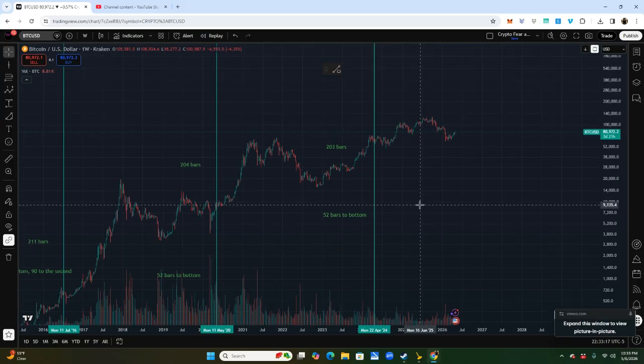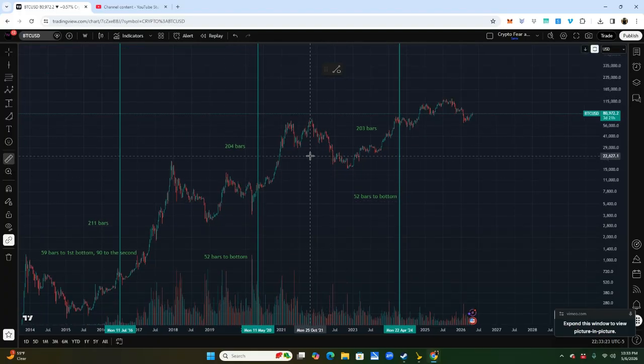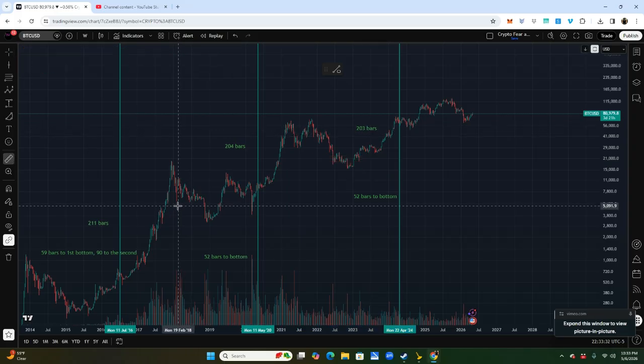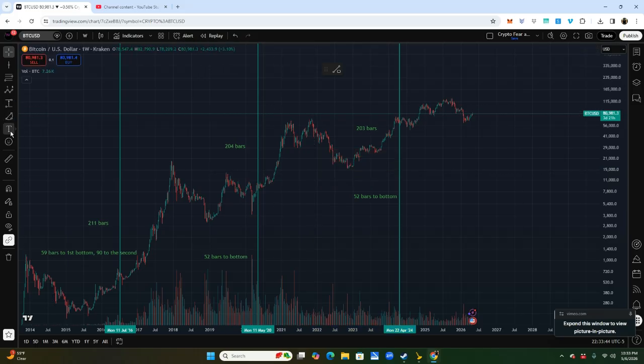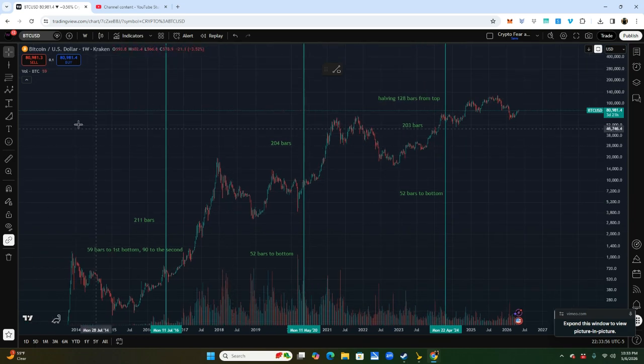Roughly right there. So if you look, every time we top, Bitcoin halves about 127 bars in. We could look at this next one. We're actually going to mark that. 128 bars roughly, so let's do that as well: halving, 128 bars from top. Let's do that here on this one too.